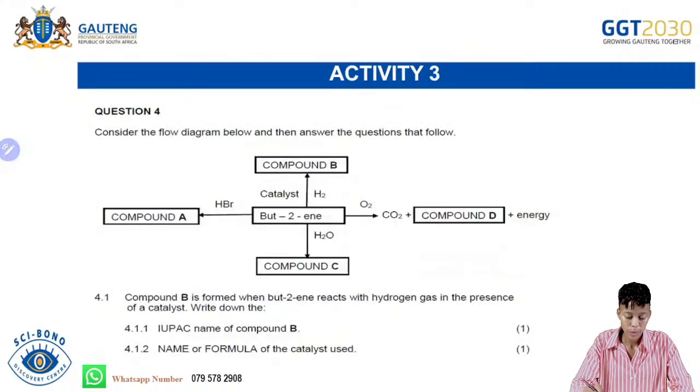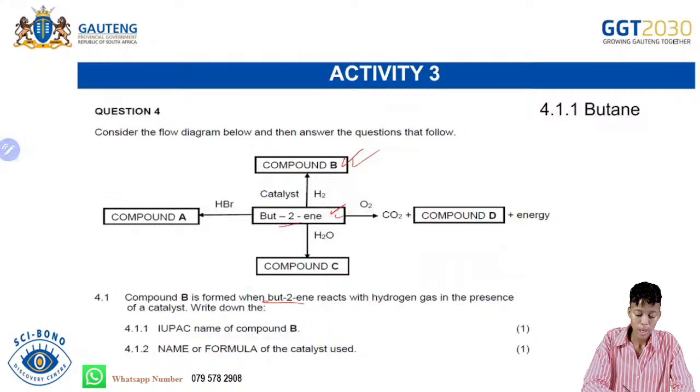Then it says consider the flow diagram below and then answer the questions that follow. It says compound B is formed when but2-ene reacts with hydrogen gas in the presence of a catalyst. And then it says you need to write down the IUPAC name of compound B. So how will you write down the IUPAC name of compound B? Your guidance will be the but2-ene. And it says here it's going to be what? It's going to be butane.